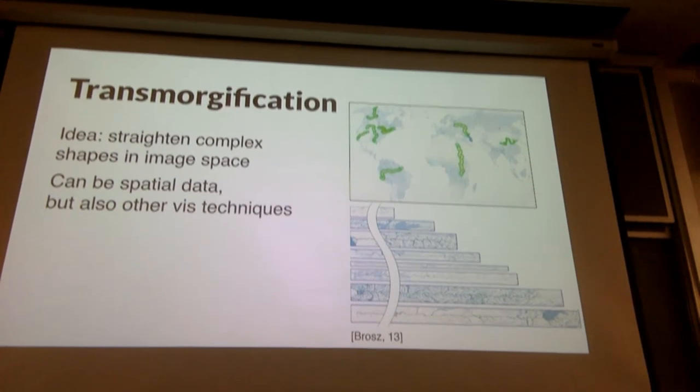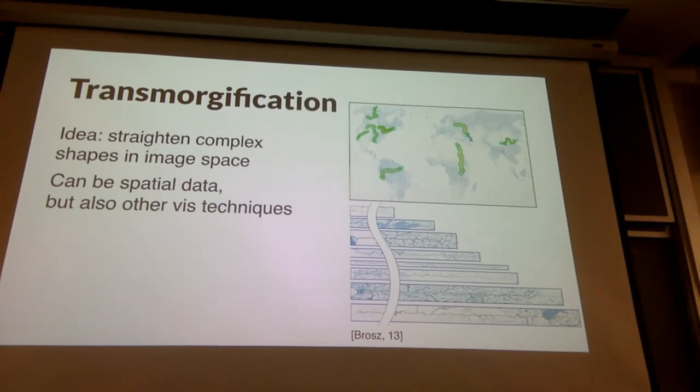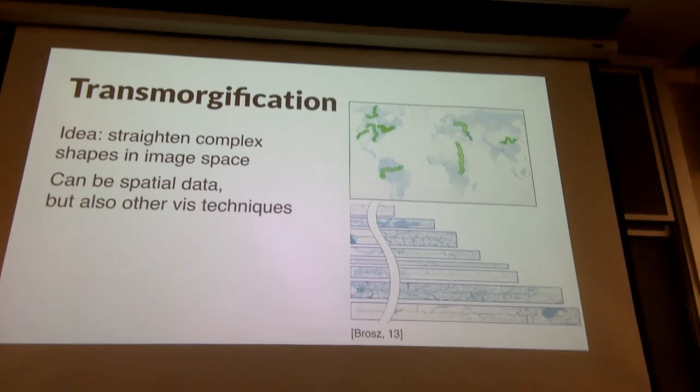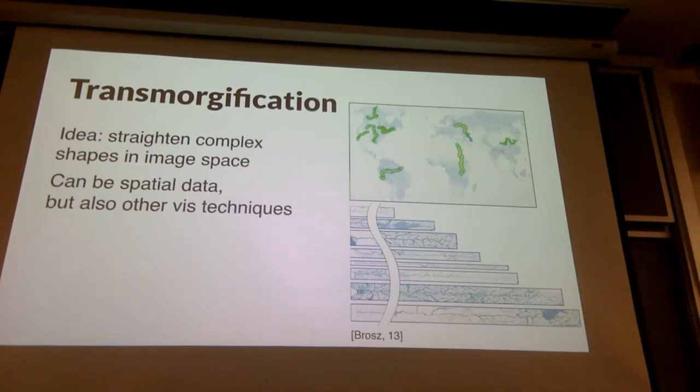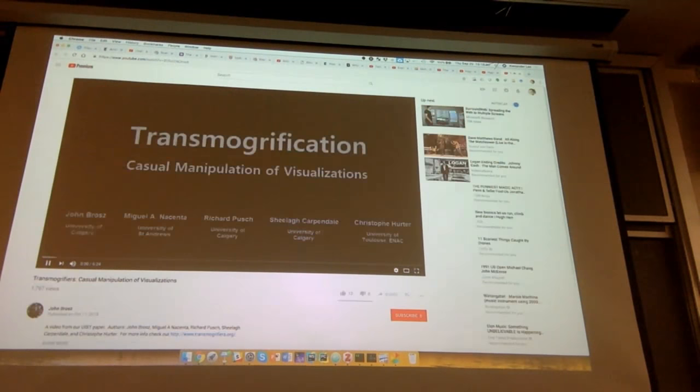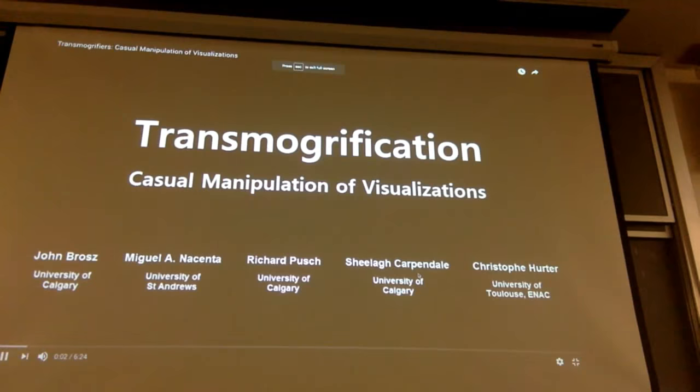A cool example of distortion is transmogrification. Who's a Calvin and Hobbes reader? Transmogrification is when Calvin steps into his box and it comes out as a dinosaur or his character of interest. Basically, the idea of this paper on transmogrification is to transform complex shapes in image space. And I really love this paper because it's so neatly done.